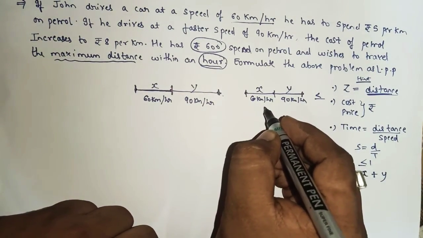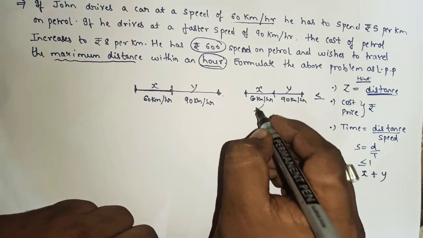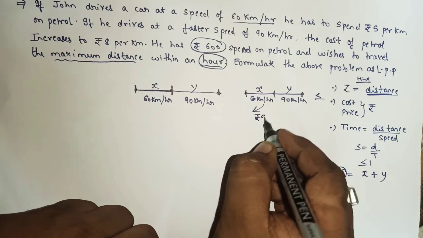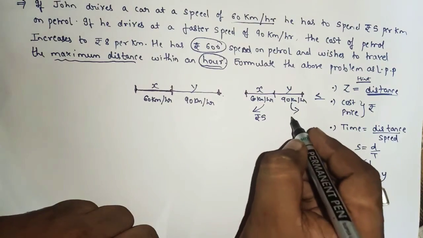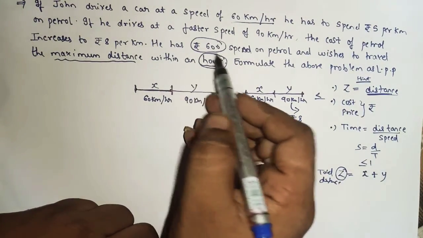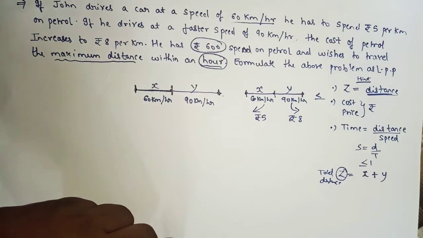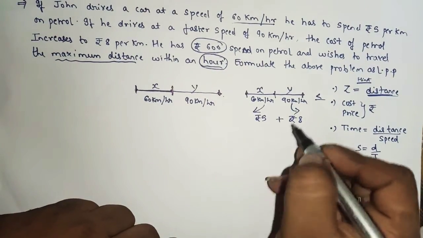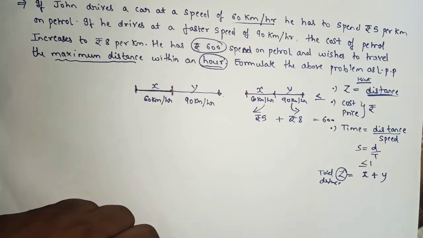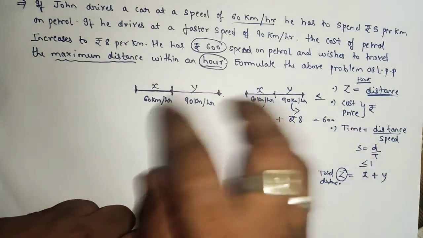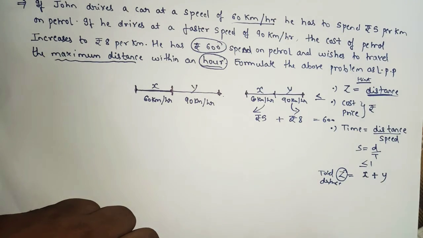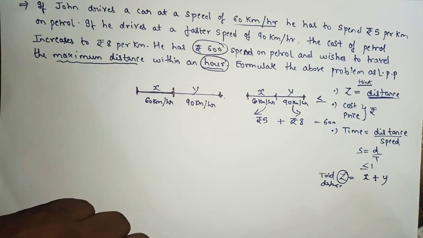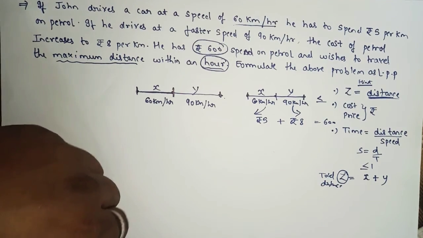When he was driving a car at a speed of 60 kilometer per hour, he spent rupees 5, and on 90 kilometer per hour he spent rupees 8. And he has to spend a total cost of 600. Yes or no? I hope you all understood the graphical method, how I had explained the sum with the help of a diagram. Okay, so now let's start how to frame, how to present the sum in the board exam.